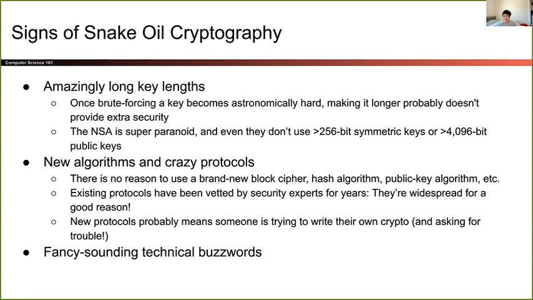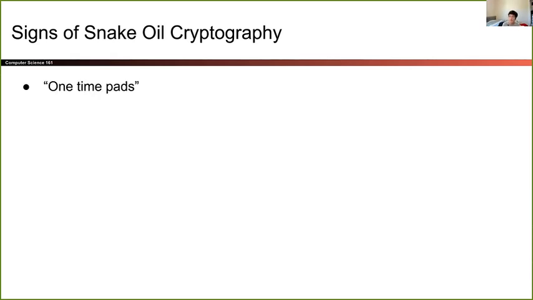If you see fancy technical buzzwords, that's probably also a good sign that you're being scammed. One term that tends to be thrown around pretty often is something called new math. I don't know what new math is referring to, because most of the math that we've used has been tried and tested already. So if they're saying new math, they're probably trying to scam you. If you see the words one-time pad, we talked about one-time pad a long time ago.